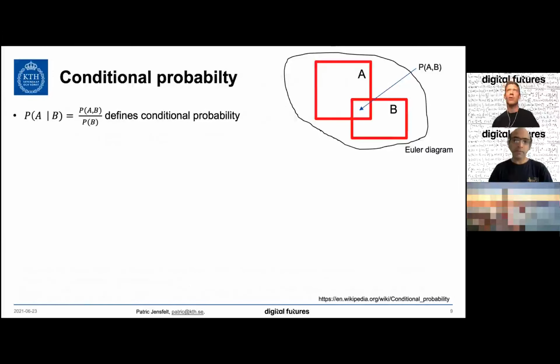So let's look a bit more at conditional probability. So in my homebrew Euler diagram here, I have two events A and B.